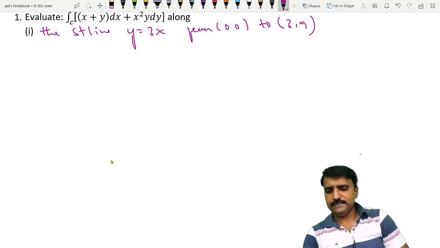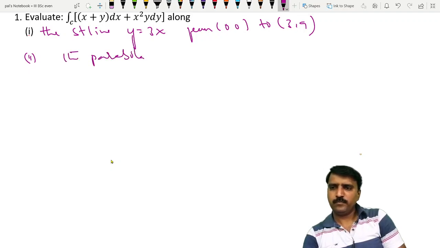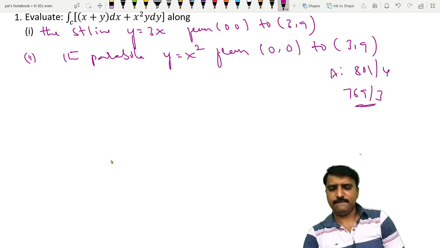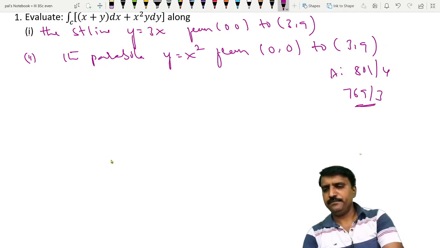And in the second case, along the parabola y is equal to x square from 0,0 to 3,9. So I think its answers may be like this: 801 divided by 4, or in the second case 769 divided by 3. So try to find the solution. Okay.